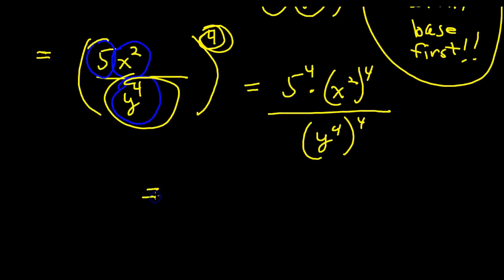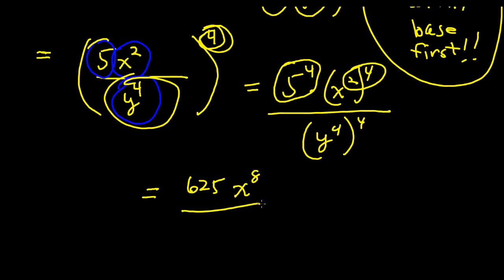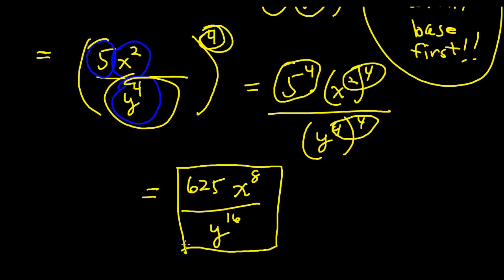Almost done. 5 to the 4th power, if you go to your calculator, that's 625. That's 5 times 5 times 5 times 5. x squared to the fourth power: again, power of a power, you multiply the exponents. I would call that x to the eighth power. Downstairs, I'll get y to the fourth power to the fourth power. Power of a power, multiply the exponents. 4 times 4 is 16 at the exponent level. Okay?